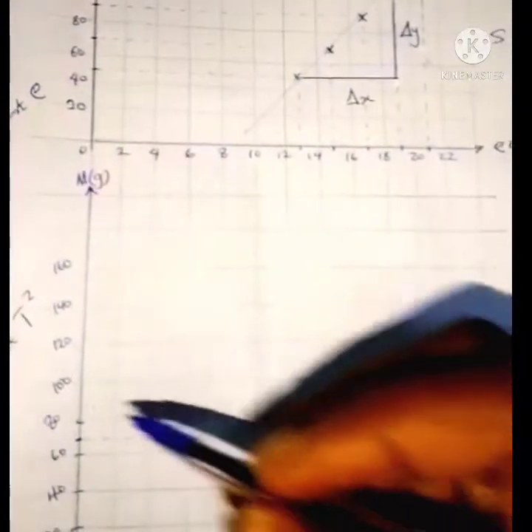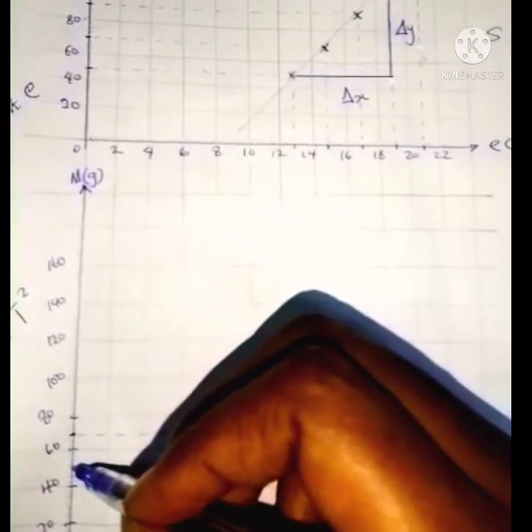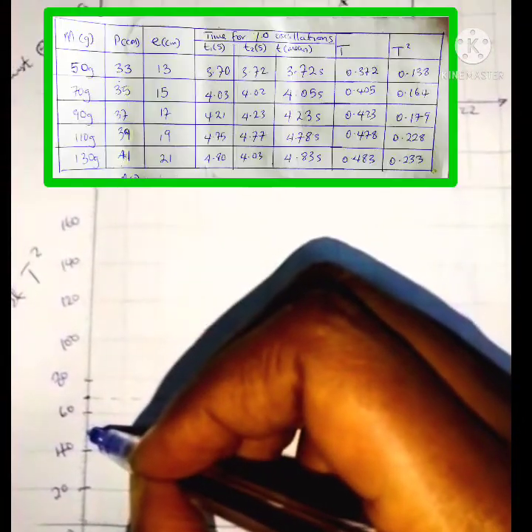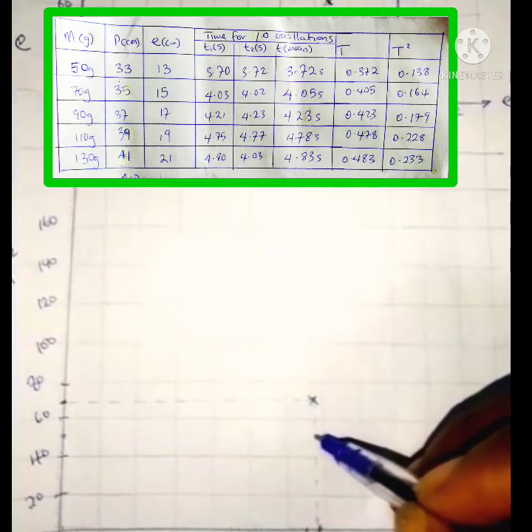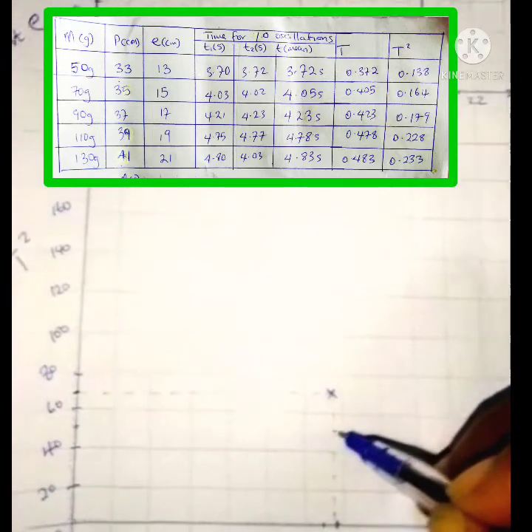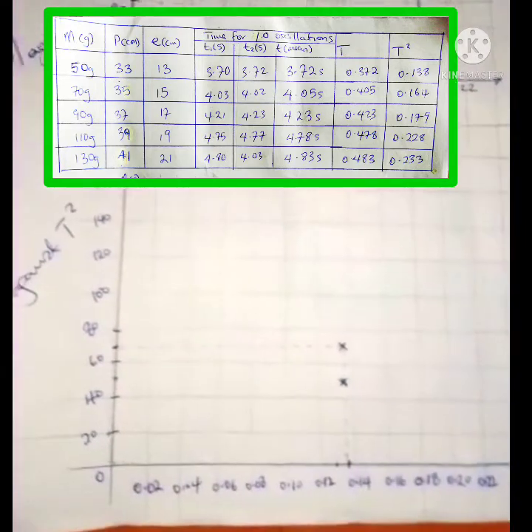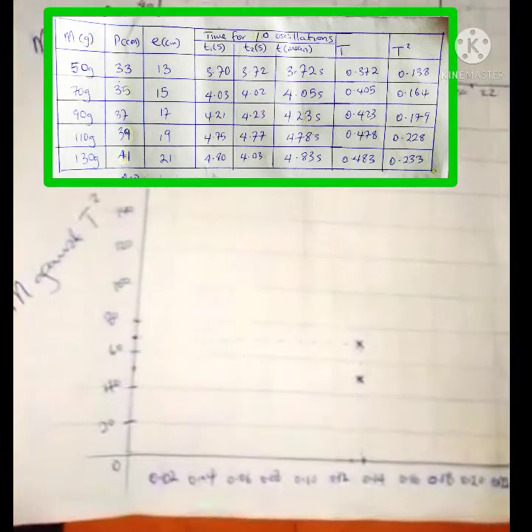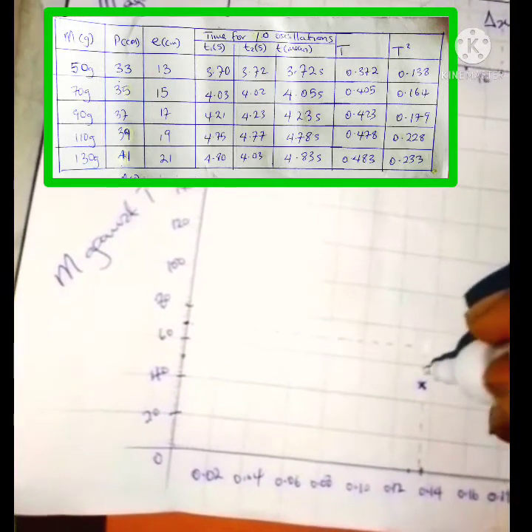No, we didn't get this first one. This is 70. That means the first point is meant to be 50, right? So we'll say 50. Okay, so it will be somewhere here. This will be our first point. So we're going to erase this part. I'm going to just quickly erase this part, okay?